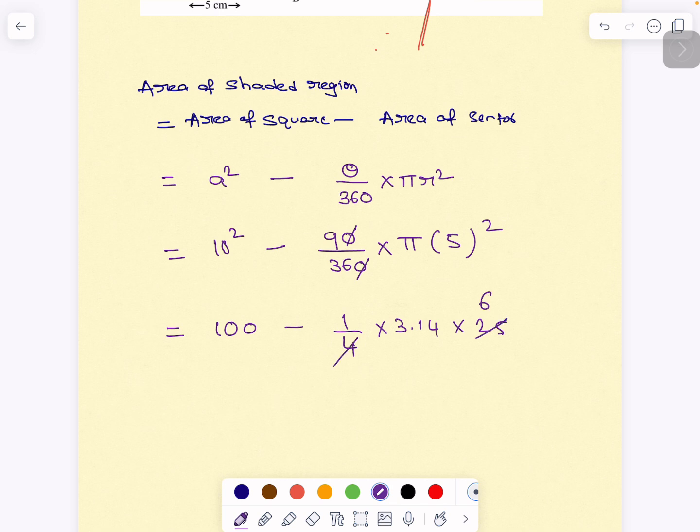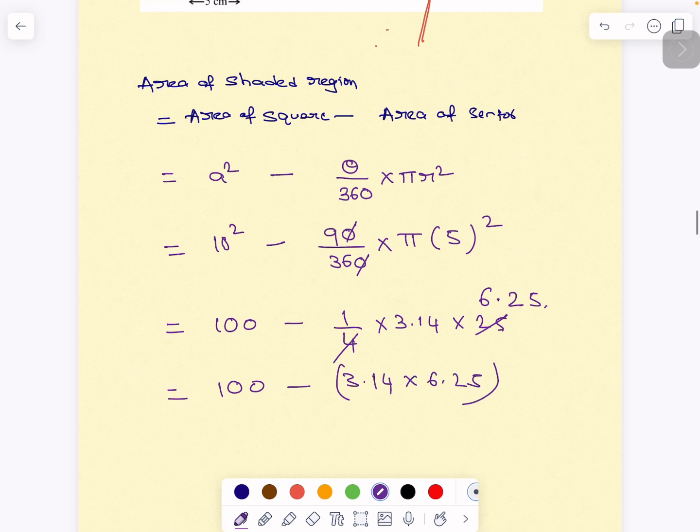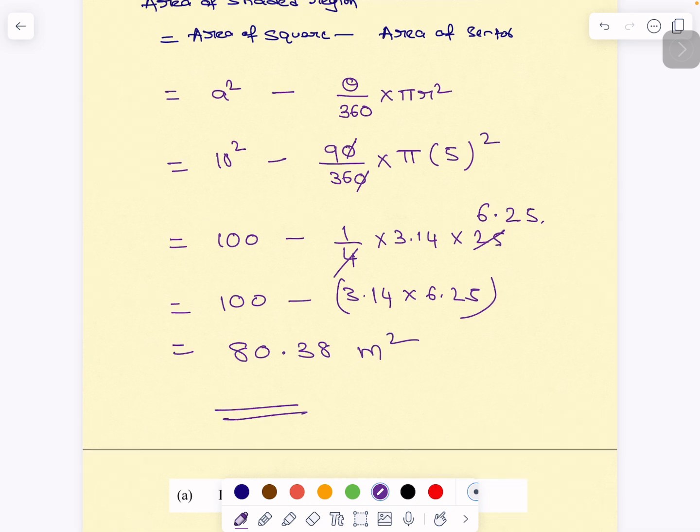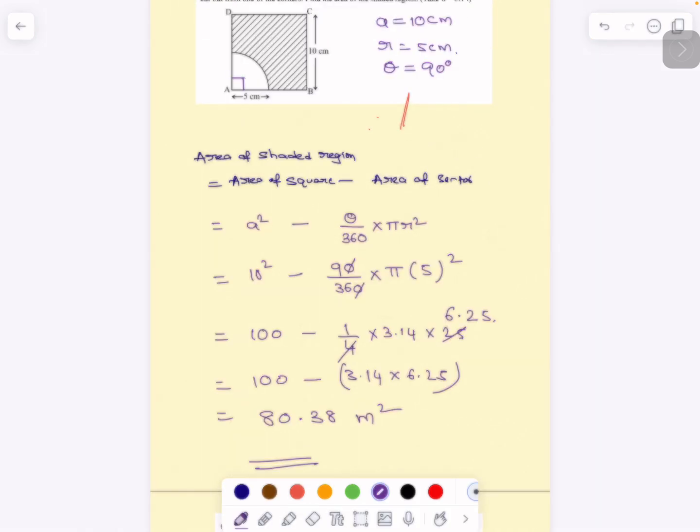So 4 6 are 24 and that is 10, 4 2 are 8, 6.25. So 100 minus 3.14 into 6.25. Just you try to solve this. Then the final answer you will get like this: 80.38 square meter, and this is the area of the shaded region. In this way you will get, right?